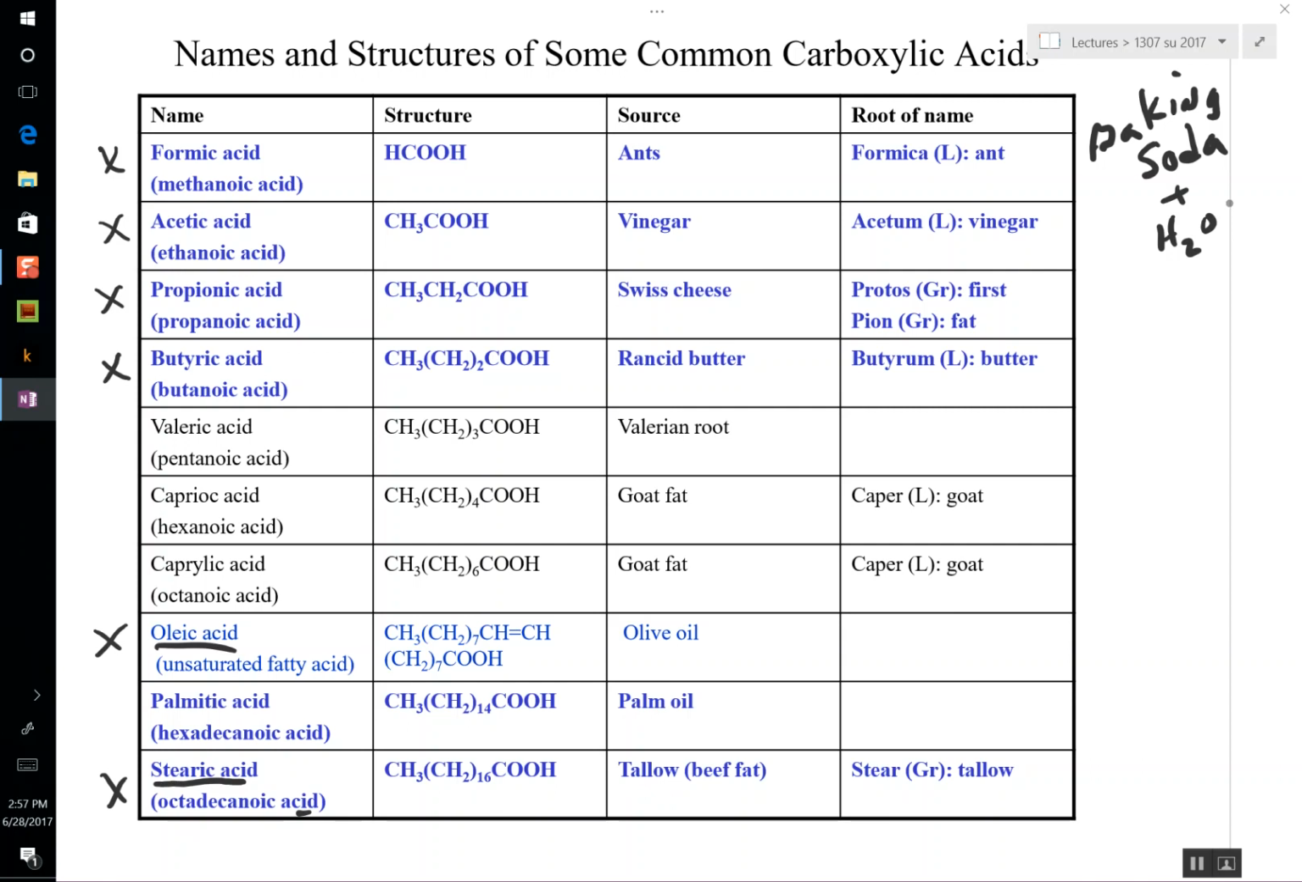Acetic acid, we said, is vinegar. I know what they're doing. This is the Greek words that they're coming from. Propanoic acid, so Swiss cheese has a little bit of propanoic acid in it. So it's called propionic, propanoic. Butanoic acid is also butyric acid.